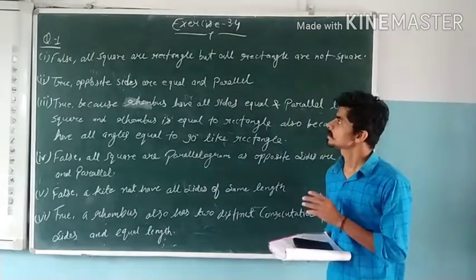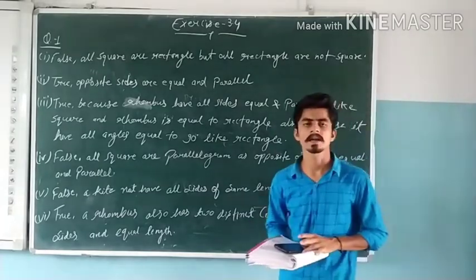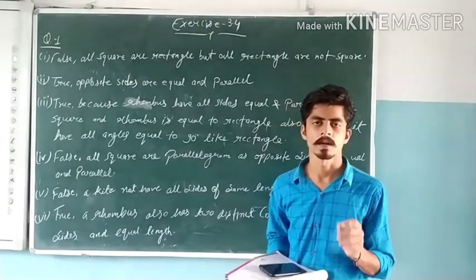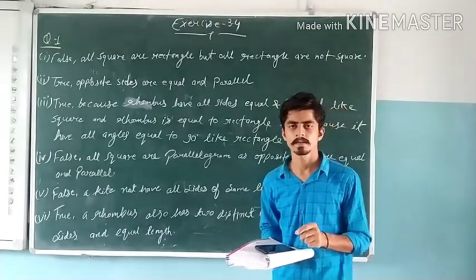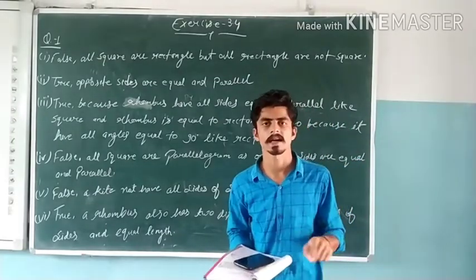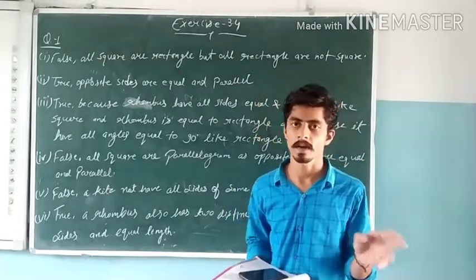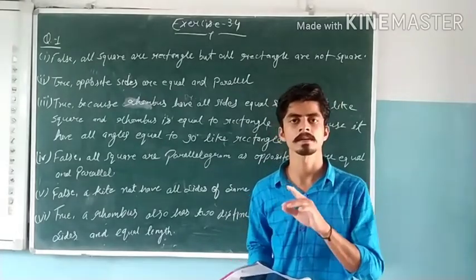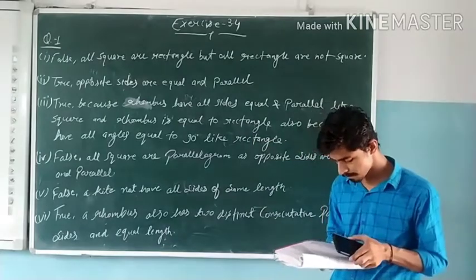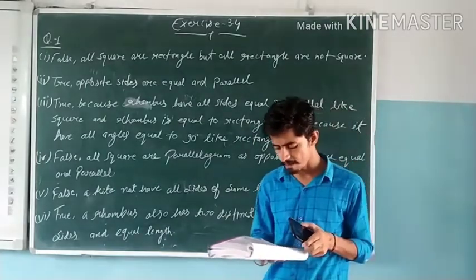Why are all squares rectangles? Because a square has 4 sides and opposite sides are equal like a rectangle, but a rectangle does not have all the sides equal like a square. So a square is a rectangle, but a rectangle is not a square. So the second one is, all rhombuses are parallelograms.